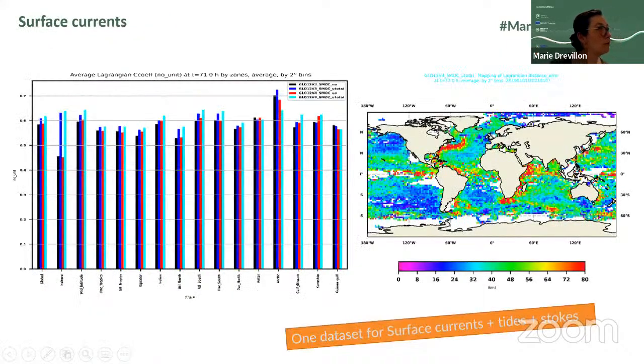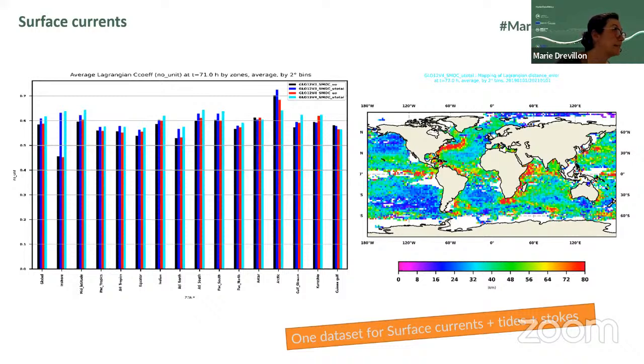This is an illustration of the quality of the surface currents. What you see on the left is a correlation. These bars correspond to correlations of several different forecasting systems. The dark colors are the previous system, and the light colors, pink and cyan, are the new systems, including a specific data set, which is the surface currents from the model, to which we add a tidal component and a Stokes drift component coming from the wave model. So this allows you to have a more complete vision of the surface currents, including the processes that are not directly represented in the model.